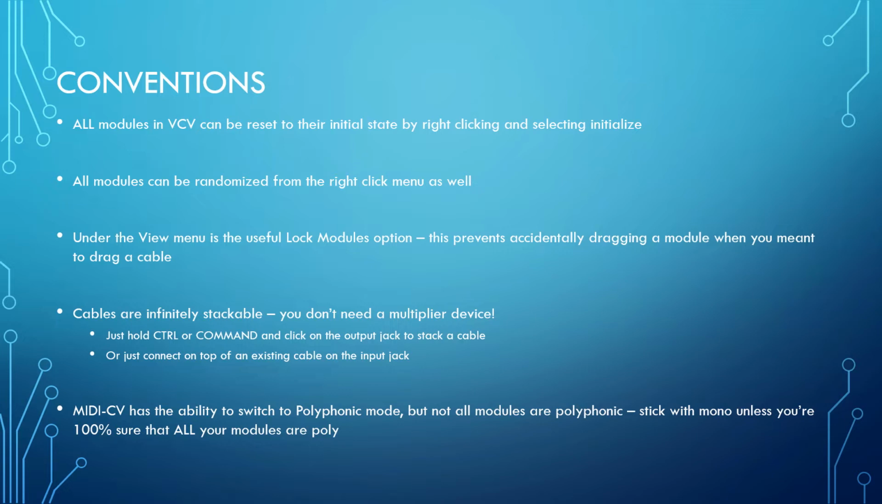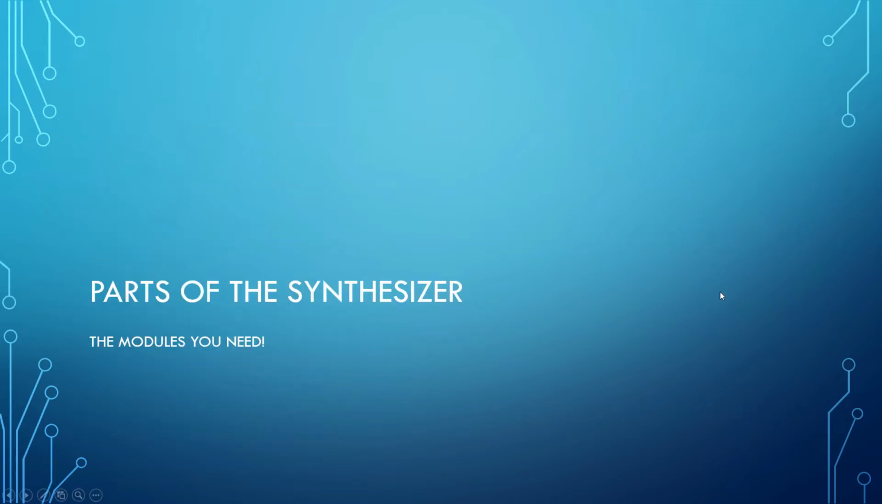Finally, MIDI to CV has the ability to switch to polyphonic mode, but not all modules in VCV Rack are polyphonic. So we're going to stick with monophonic for now until we decide if we want to go any further down this road. But that said, let's look at the parts of the synthesizer. These are going to be primarily the standard modules that come with VCV Rack.